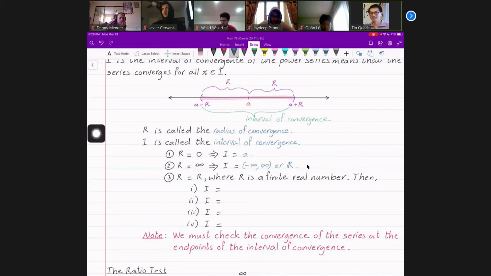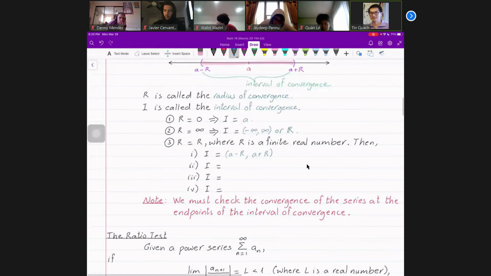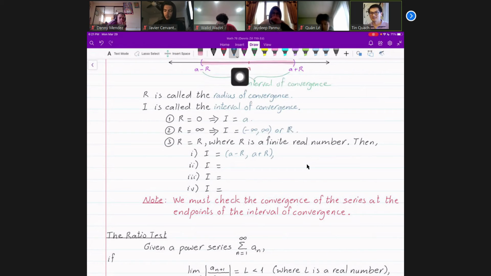So it could be a minus R to a plus R. Or it could be that interval of convergence including the endpoints, or just include the one on the right but not the one on the left. So it could be this, not including the one on the left, but it includes the one on the right. Or it could include the left endpoint but not the one on the right. Or it could include both.